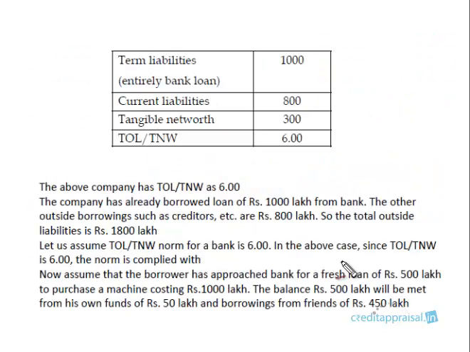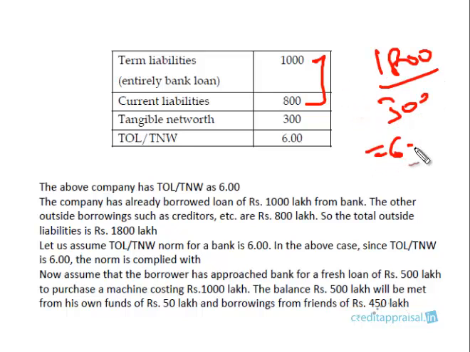Okay. So say for example this is the position of a company. The company has got term liabilities of 10 crores. It's entirely bank loan. Okay. And then there are current liabilities, and TOL by TNW we calculated as 6. TOL is both term and current liabilities, 1800 by your net worth. So you got 6:1. Say the bank norm is also 6:1. So it is complied with in the 2013 audited balance sheet. The company's TOL by TNW is as per the bank norms.